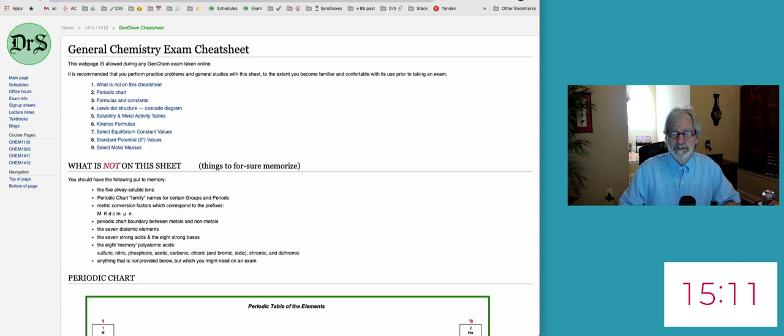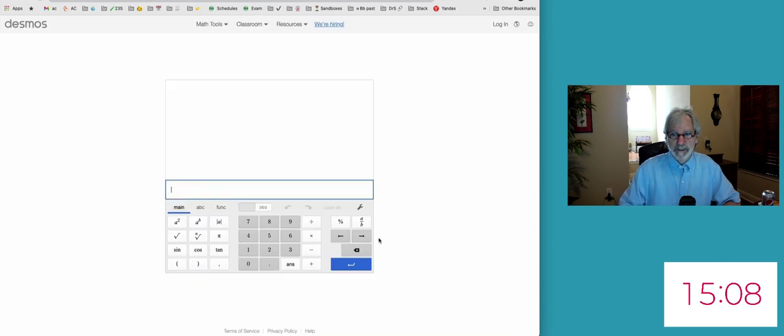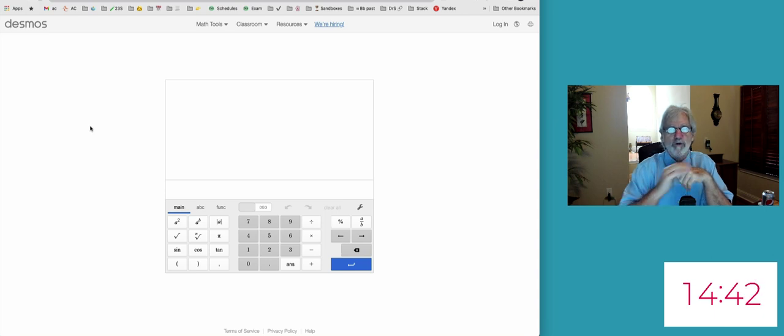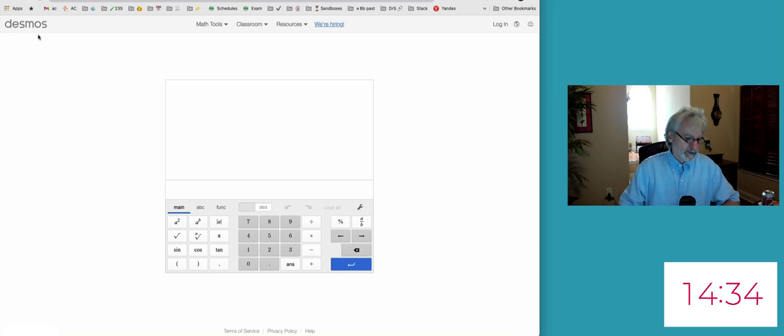So you will get this cheat sheet and you will get this calculator. And this is the only calculator, again, that you will have available to you during an exam. And by the way, the third question I'm going to ask you on the intro is: what calculator are you allowed to use? And you're going to write the word Desmos. You're allowed to use the Desmos calculator. Yes, Desmos is the answer to question number 3.